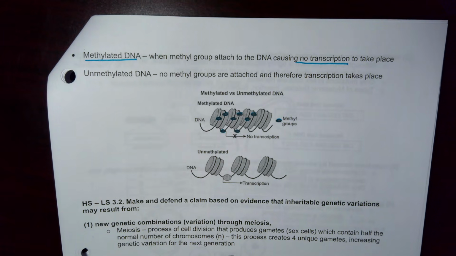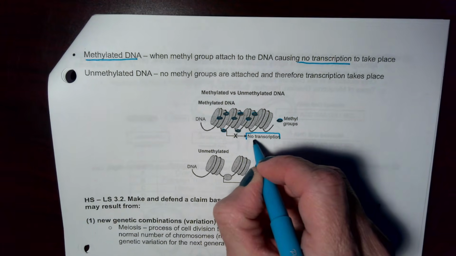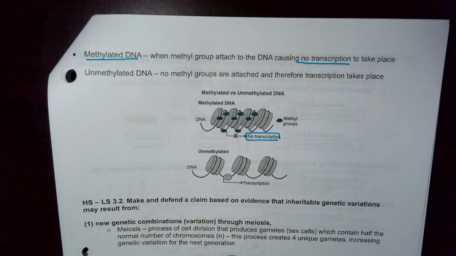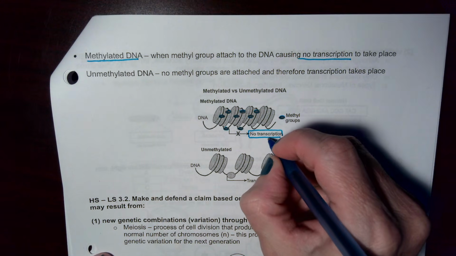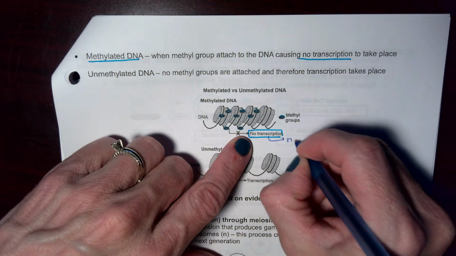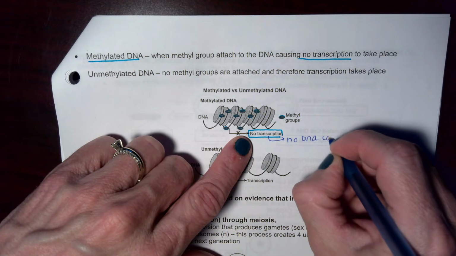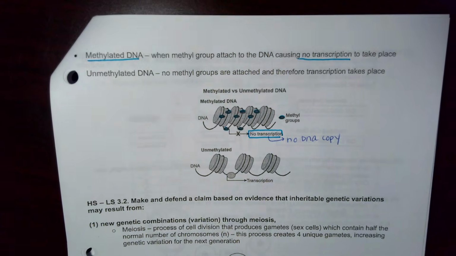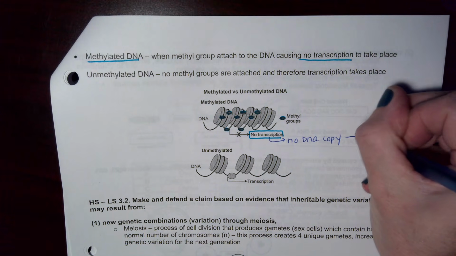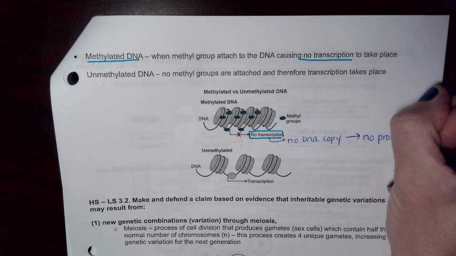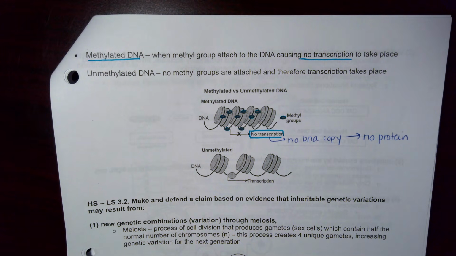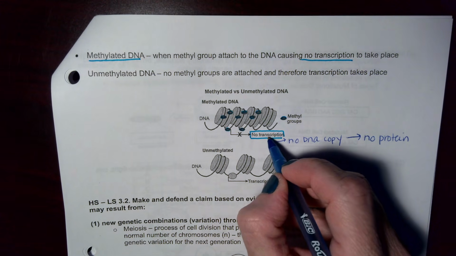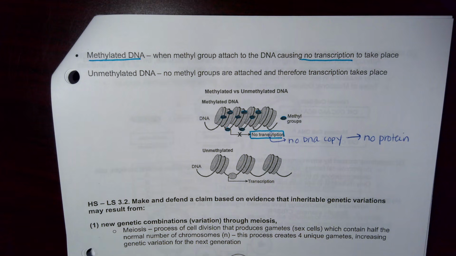Now keep in mind, when I see no transcription, the first thing I think is, oh man, what does transcription mean? I remember transcription means to make a copy. So this means no DNA copy. If I make no DNA copy, that means I make no protein. So no DNA copy means no protein. Again, circling that C seems like a silly thing to do, but when you get into all the really confusing language inside of those questions, that's going to be real helpful.